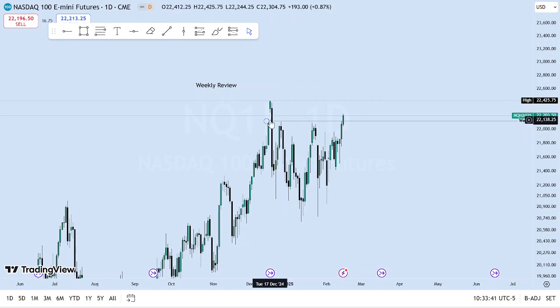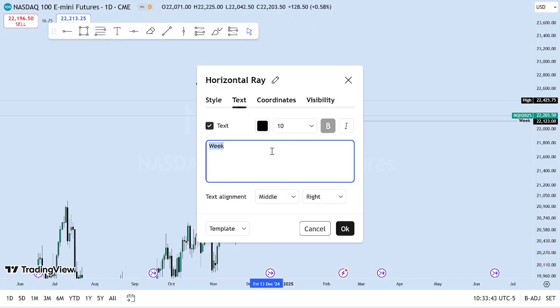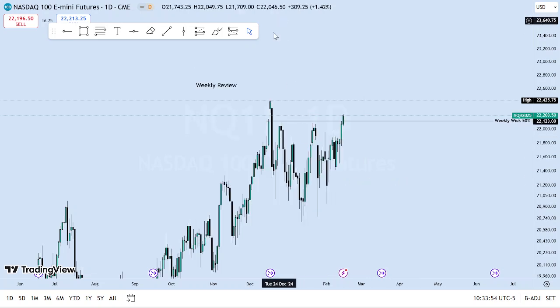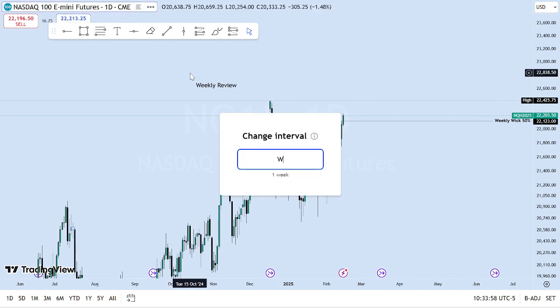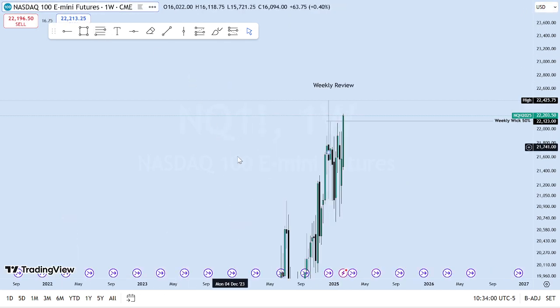Inefficiency is in the weekly. Have a weekly week. The 50%, the half of it. Go to weekly. The long week there, that's the half of it, the 50%. A long week like this, the half of it is a major support or resistance level.